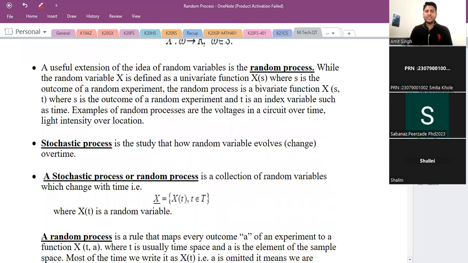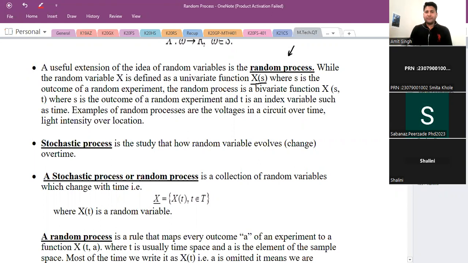So it is the extension of the random variable. When I'm talking about random variable, generally we are counting 1, 2 or 3 random variables. But if we do the extension of this, then we will arrive at a stochastic or a random process. A useful extension of the idea of a random variable is known as a random process, while the random variable x is defined as a univariate function. What I'm talking about, univariate function means only one input is there. X is a random variable and S comes from the sample space.